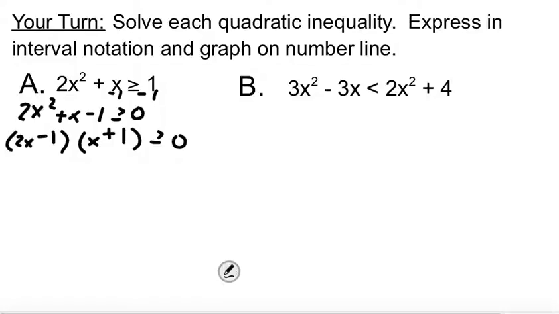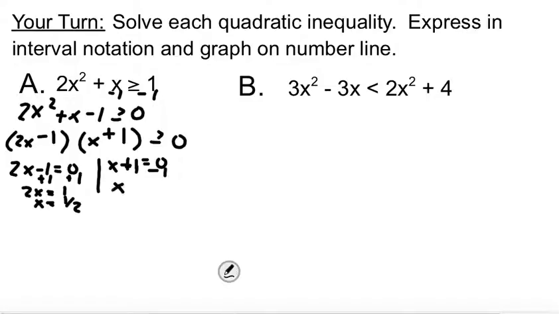Now I'm going to solve and get my values there. So I'm going to find my zeros next here. So I'm going to do 2x minus 1 equals 0, and then x plus 1 equals 0. So I can add 1, divide by 2, and we get x equals 1/2. Over here, you can subtract 1, so you get x equals negative 1. So I'm going to divide up my regions now. So my regions here are at negative 1, and then one's up here at 1/2.